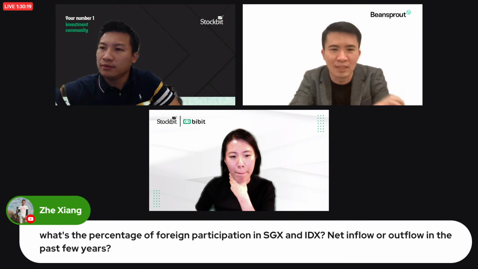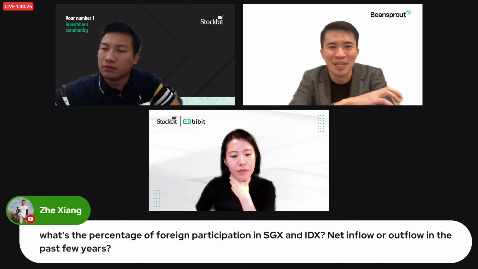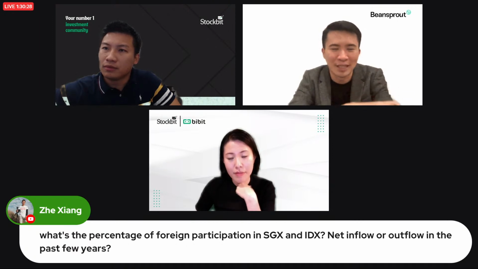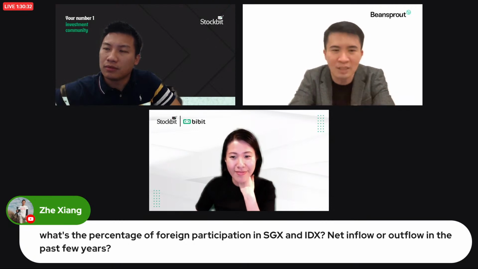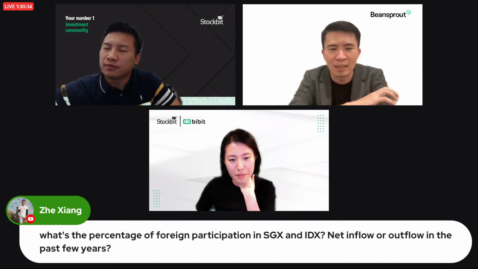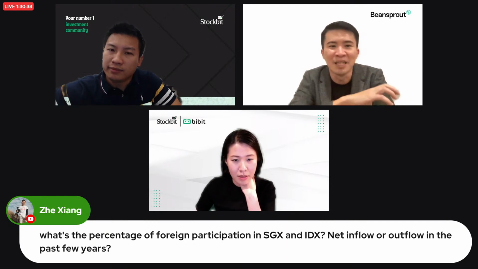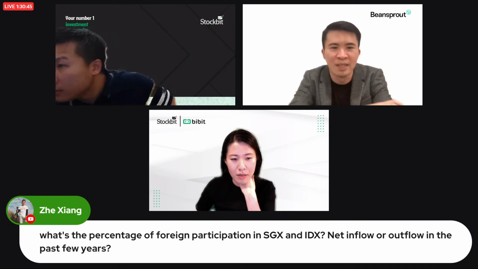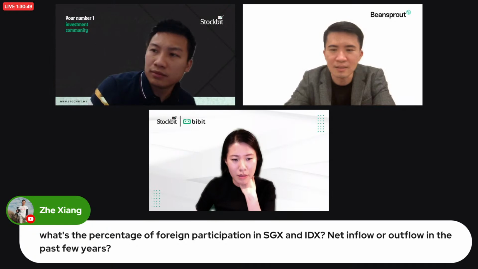The SGX does not disclose the percentage of foreign participation because, given Singapore's open economy, it's very hard to identify whether it is a local fund or overseas fund that is buying the stocks. But the way to think about it is that Singapore is a very open economy, so a lot of the fund flows would be driven by global trends, especially the direction of US interest rates.